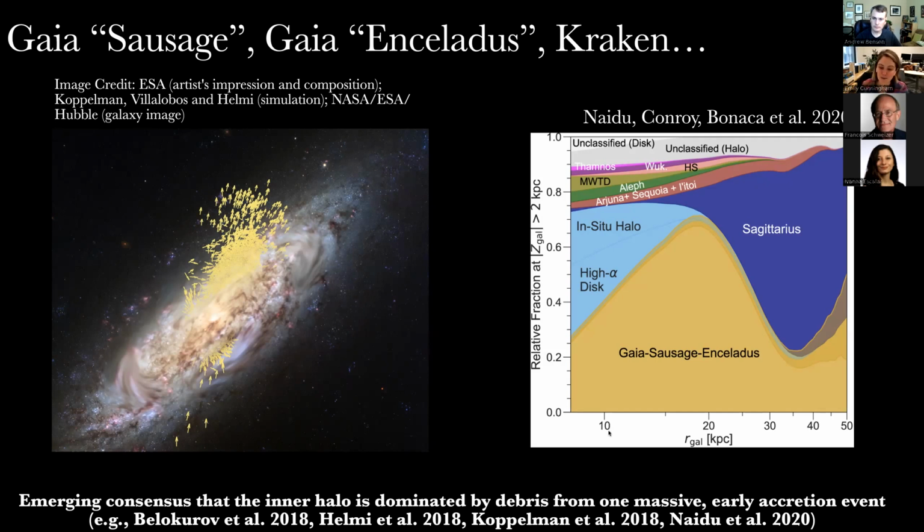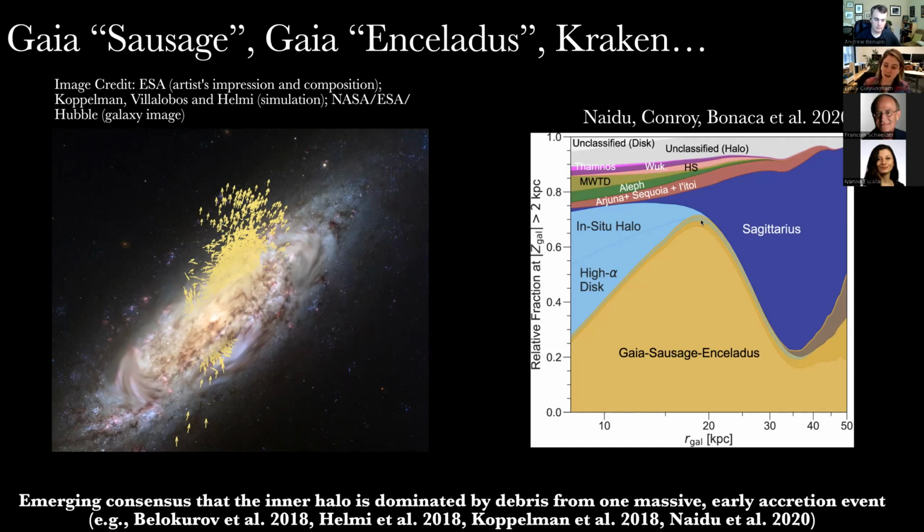But you can see from this work from Rohan Naidu in the H3 survey, also of course co-advised by Anna Bonaca, that Gaia Sausage Enceladus is contributing up to 70% of the halo stars at 20 kiloparsecs in the galaxy. And so this was a really exciting finding that's come out of the first several Gaia data releases.